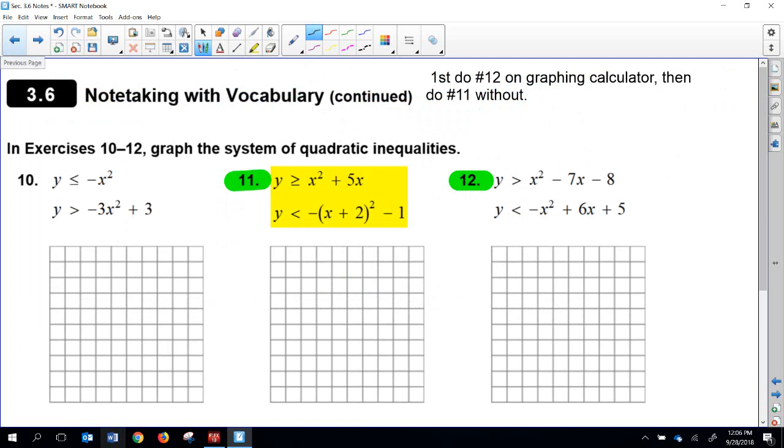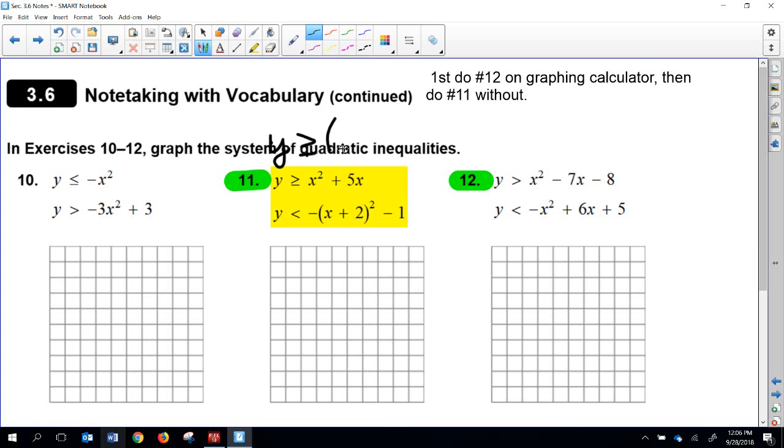So on the other problems, we had just one inequality to graph. Now we have what's called a system of quadratic inequalities. That means we have two inequalities to graph. And we have to shade what works for both of them. Not just one, but both. On this one, I'm going to try to find the vertex. I would have to do negative b over 2a. That's a little bit complicated. Let me show you another way I can find my vertex.